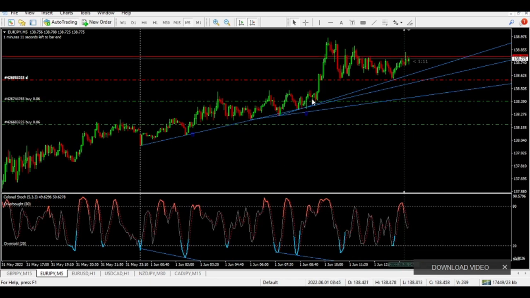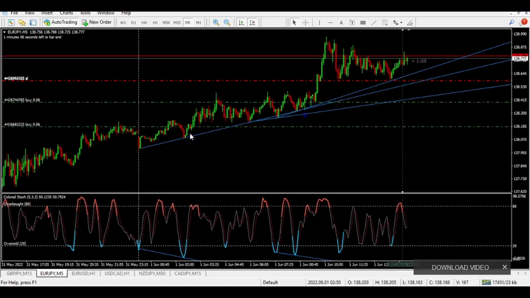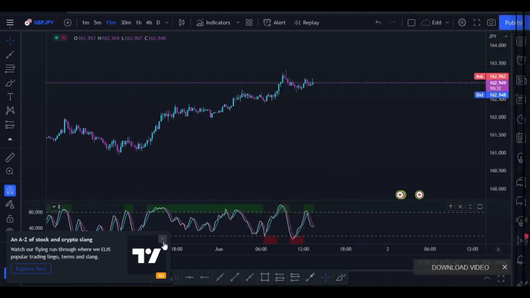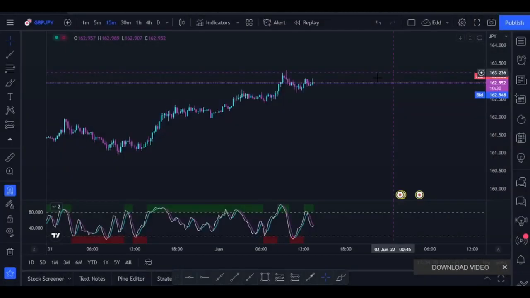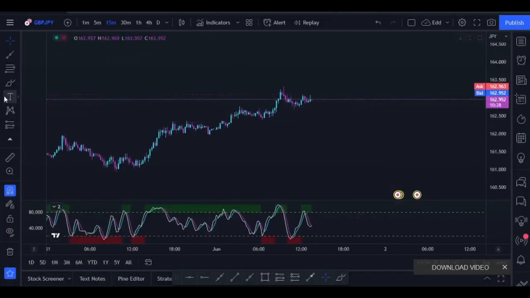Let me show you why I executed this on my MT4 in the morning. So this is where I executed it right there. I took my trade right there. Okay, this was earlier in the morning, like way earlier in the morning, and then there was this one right here. This is GBP JPY.